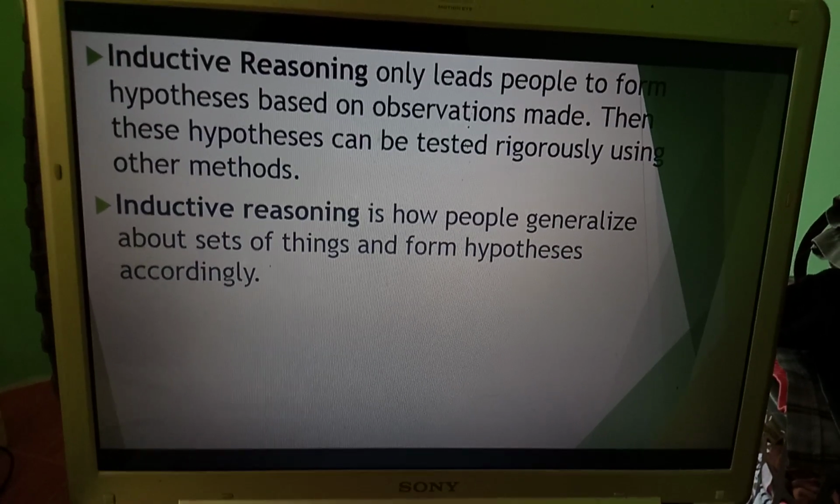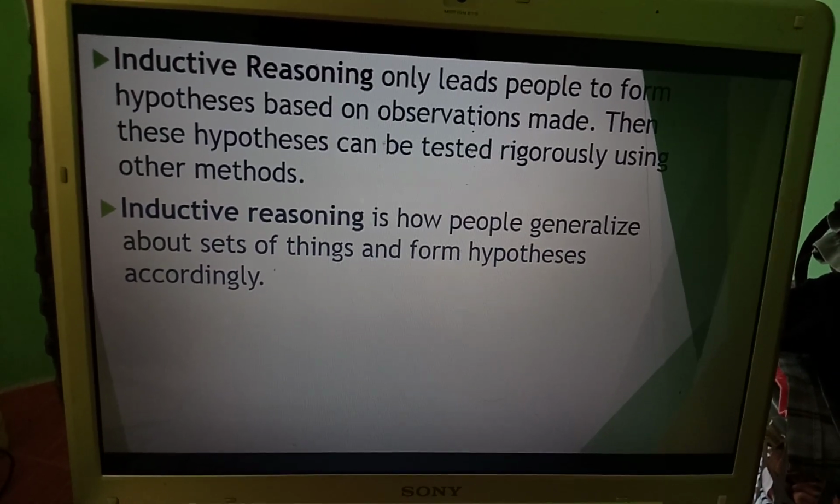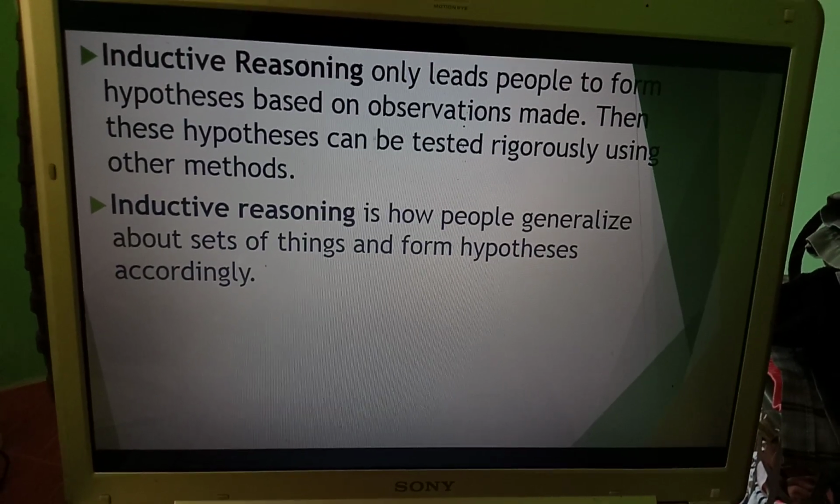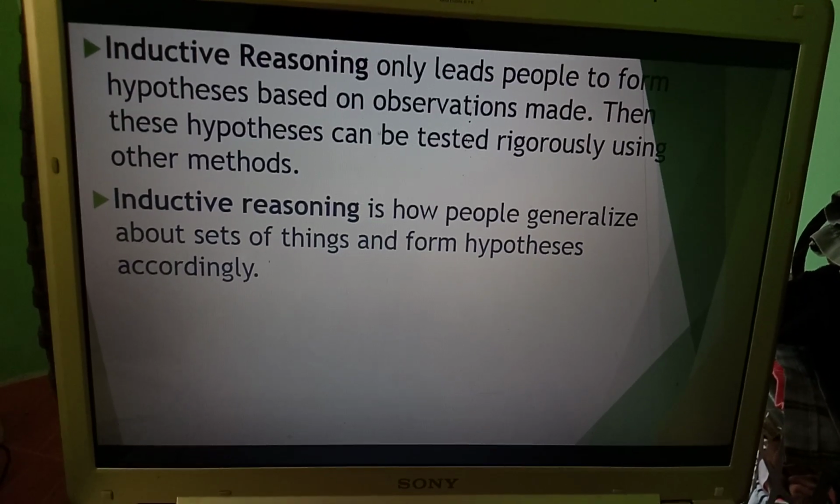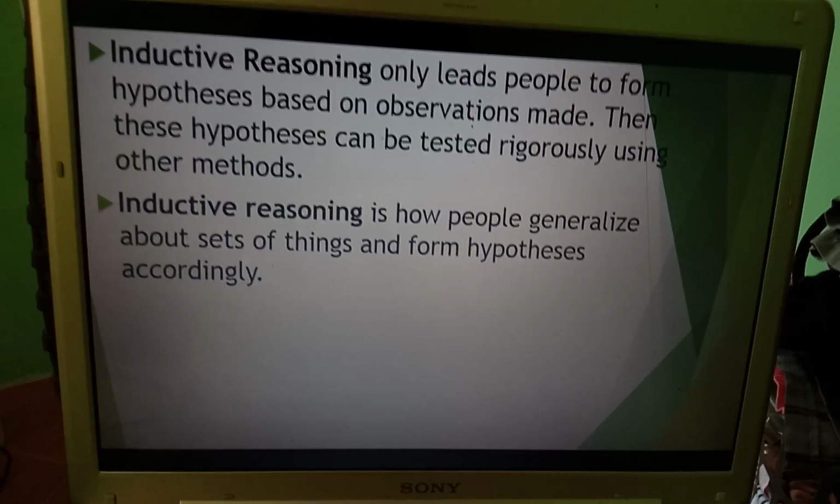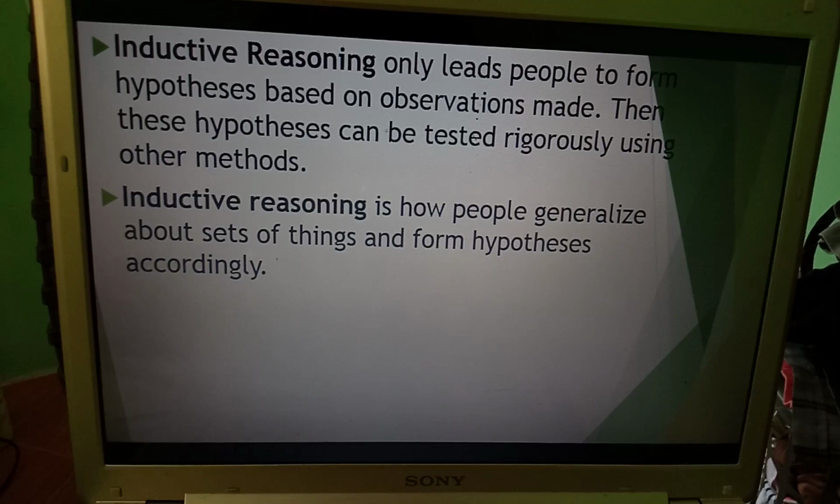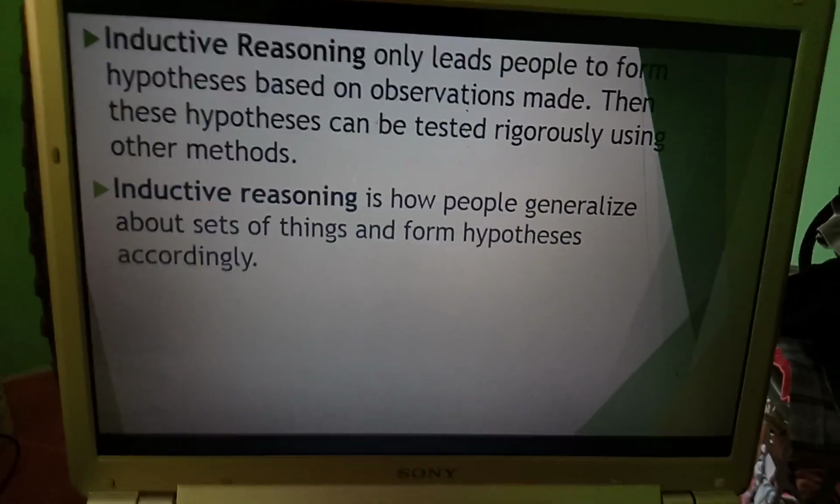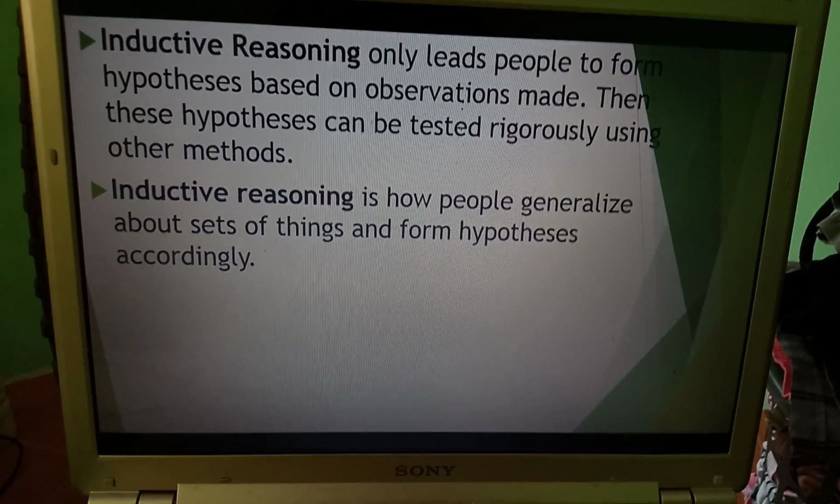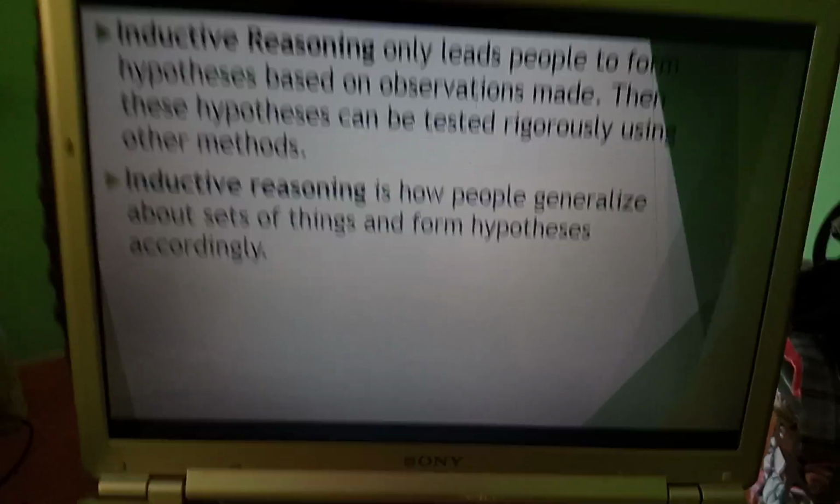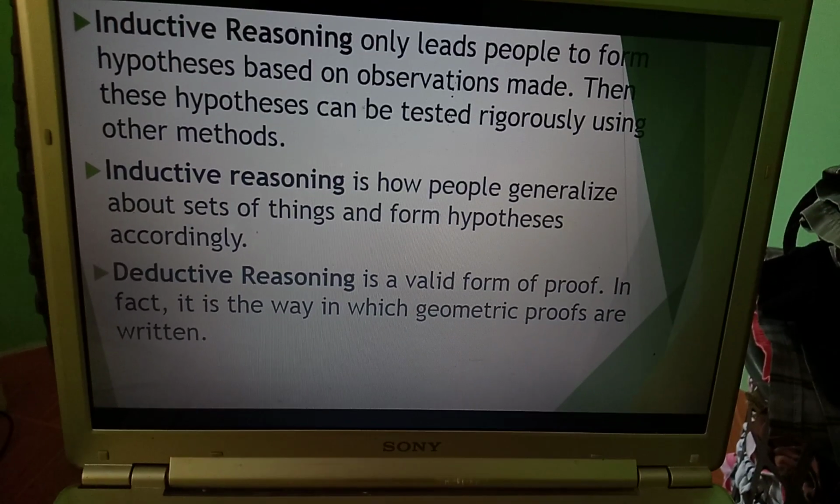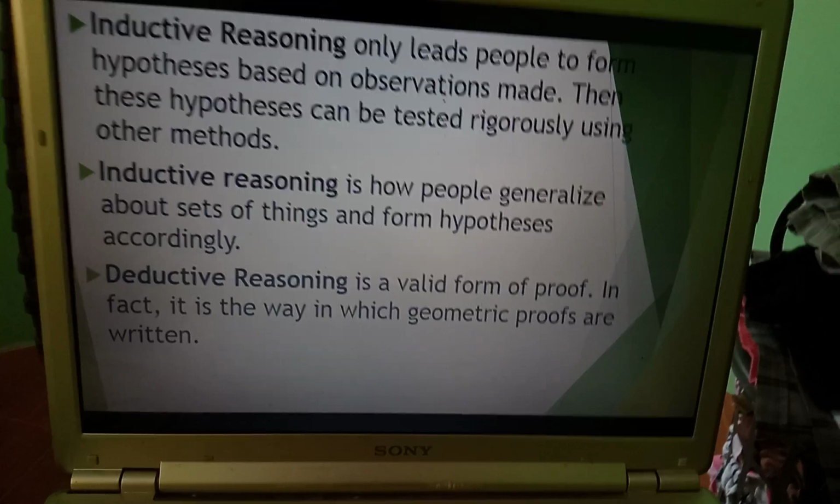Lahat ng mapuputi, nag-glutathione, parang ganon. So, kung gusto mong pumuti, mag-gluta ka, parang ganon. Yung nangyayari, this is how people will generalize something or some set of things. Okay? So, deductive reasoning.